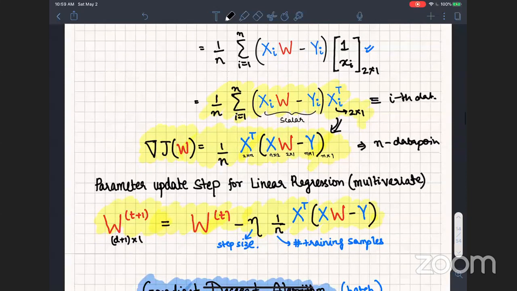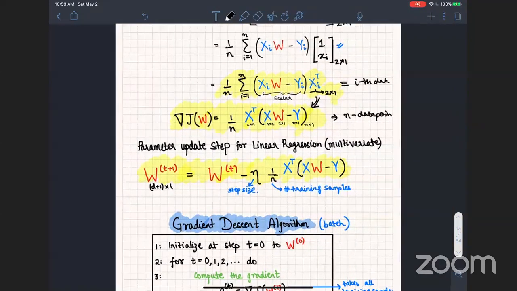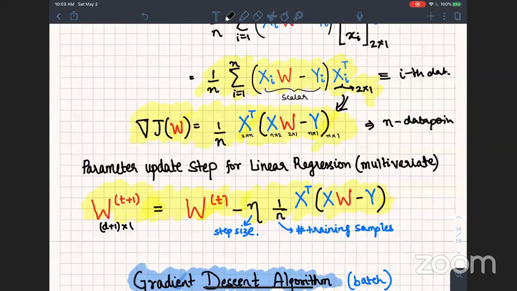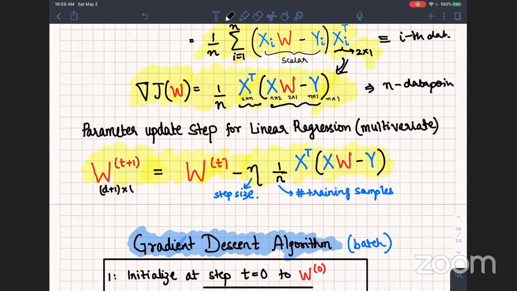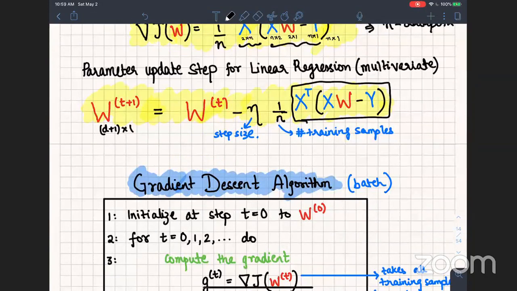Just don't get confused why xi transpose is on the right here and it comes at the front. You have to convince yourself that this was a scalar, but now in this case, this is not a scalar. This is n cross 1, this is 2 cross n. So try out that maths, and after that, you would realize that this becomes the gradient, and you can plug it in this equation. So I have eta 1 by n, and this is now my delta J w. Okay, so that is the parameter update step for linear regression.